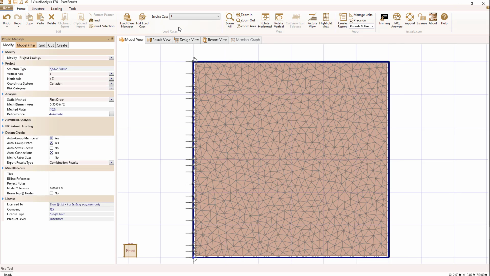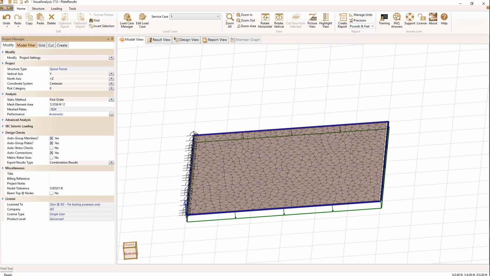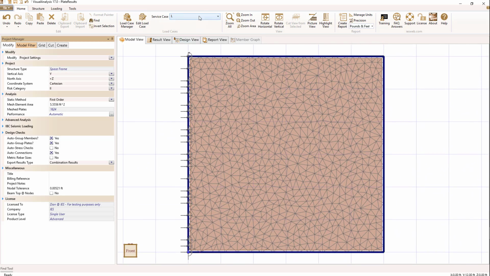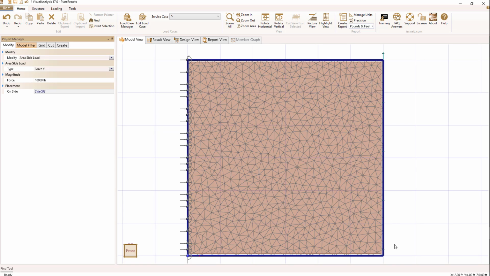For the live load case, I'm actually loading the area with a pressure load, so I'm going to be bending this slab as though it were a cantilever, bending it off of the left edge. And then the final load case we're going to look at is the snow load case. For the snow load case, I have an area side load on this right edge, and my load direction is in the plus Y direction. So I'm actually going to be bending this group of plates upward.